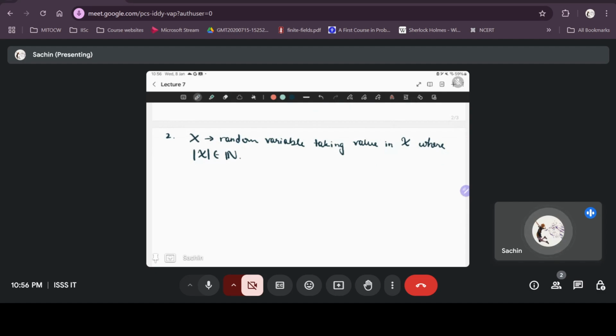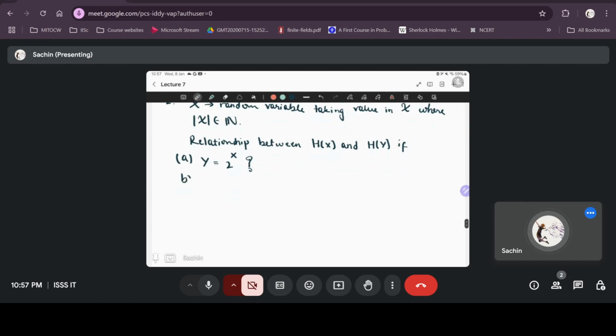What is the general inequality relationship of h of x and h of y? So the relationship between h of x and h of y: the first question says y is 2 power x, then what is the relation between h of x and h of y? The second part asks what is the relation if y is cos x.